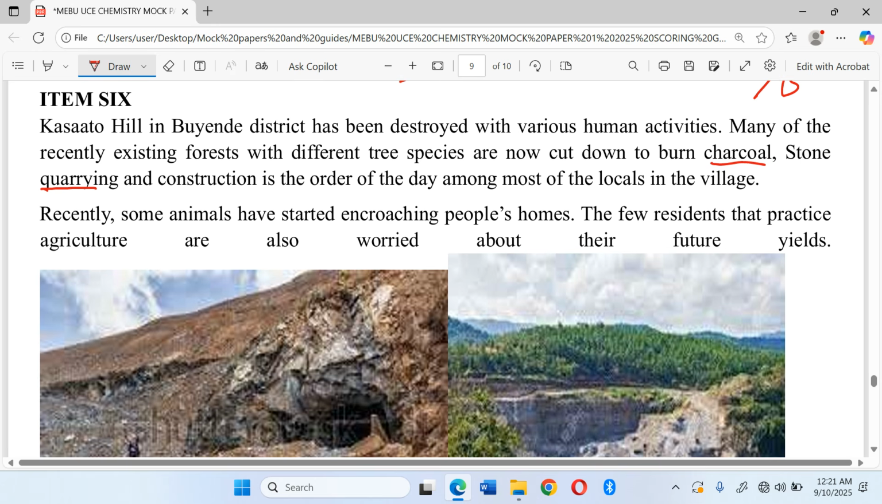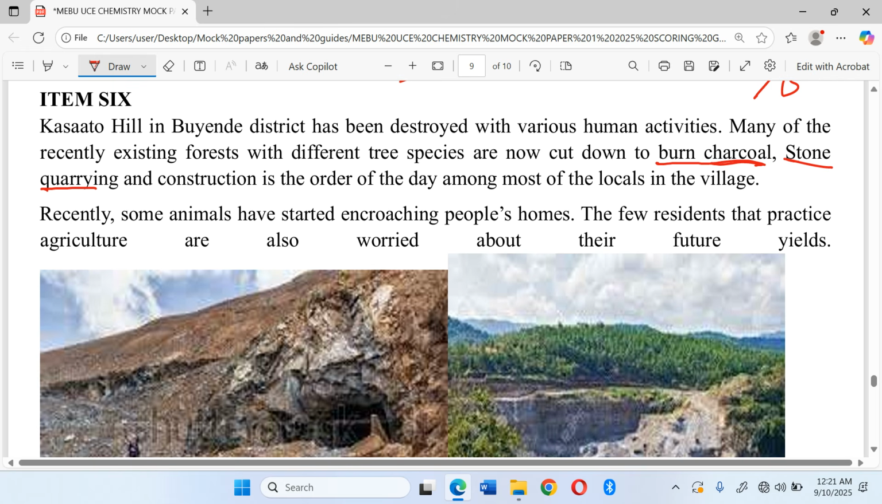So we don't respond to any item before you read through. Even if you know it, make sure to take time to first read through so that you are able to maximize all the score. So in this case, we have human activities: we have charcoal burning, we have stone quarrying, and also some construction.